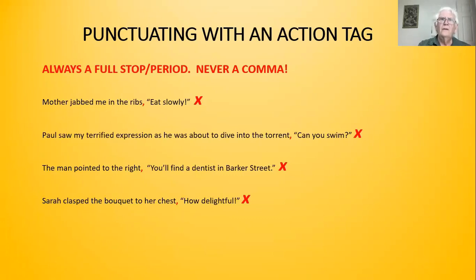These don't. Mother jabbed me in the ribs. Mother is not uttering any words in that part of the sentence. Paul saw my terrified expression. Paul is seeing, he's not uttering words at this point that you can connect to can you swim. The man pointed to the right. There's no speech there. There's no words coming out of his finger. Sarah clasped the bouquet to her chest. Her chest is not saying the words. Okay? These are statements that finish with a full stop. Make sure you don't make this awful mistake of connecting action tags with a comma.